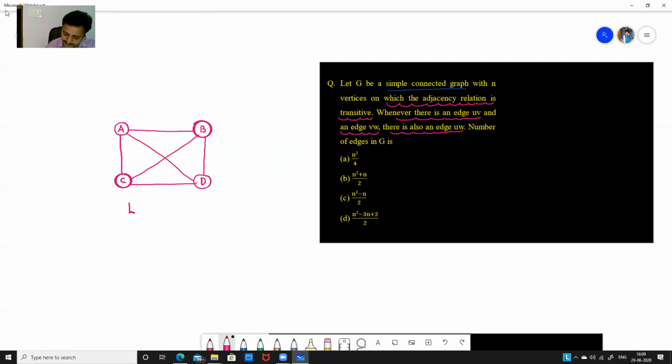Therefore, the number of edges in a complete graph with n vertices must be equal to n into n minus 1 by 2. Therefore, the correct answer for this question is C. We can write it as n square minus n by 2. So if G is a simple connected graph with n vertices on which the adjacency relation is transitive, then definitely it is forming a complete graph with n vertices. Therefore, n square minus n by 2.